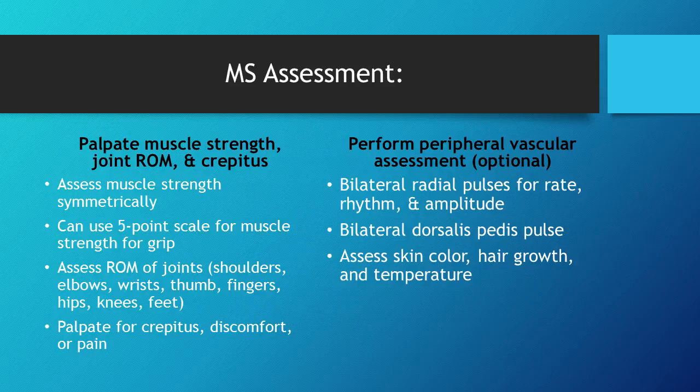You will also palpate muscle strength, joint range of motion, and crepitus. To do this, you will assess muscle strength symmetrically. You can use the 5-point scale for muscle strength, or grip for the grip. You can assess range of motion of joints: shoulders, elbows, wrists, thumb, fingers, hips, knees, and feet. And you can palpate for crepitus, discomfort, or pain.